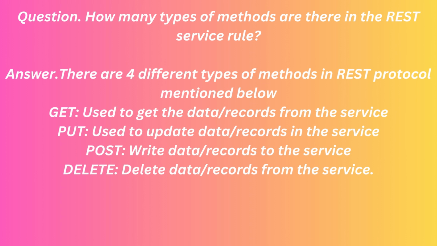Question: How many types of methods are there in the REST service rule? Answer: There are 4 different types of methods in REST protocol, mentioned below. Get, used to get the data/records from the service. Put, used to update data/records in the service. Post, write data/records to the service. Delete, delete data/records from the service.